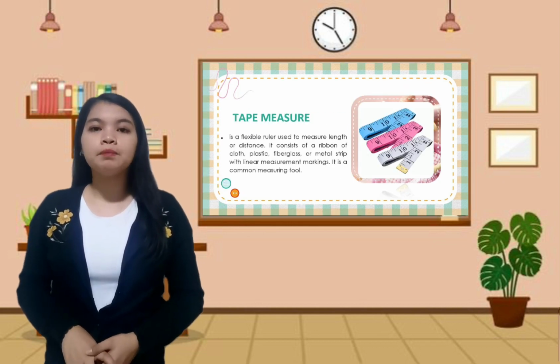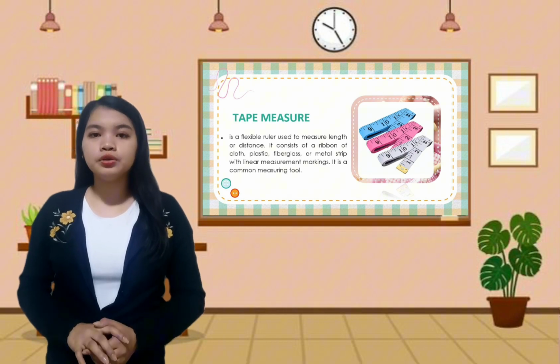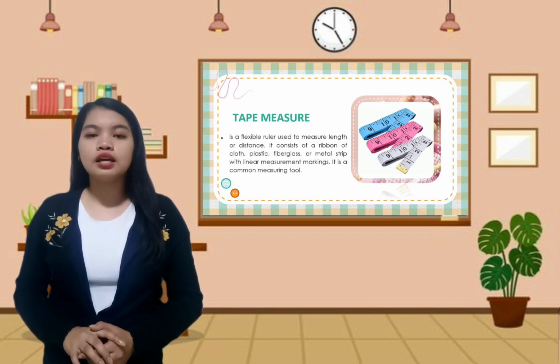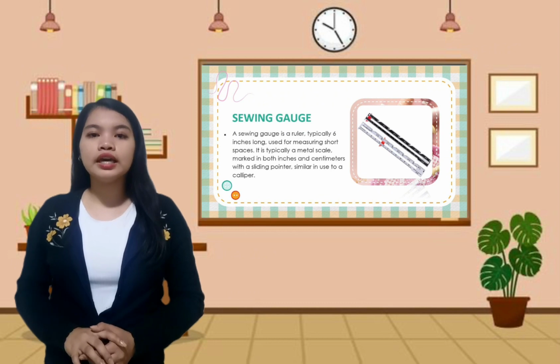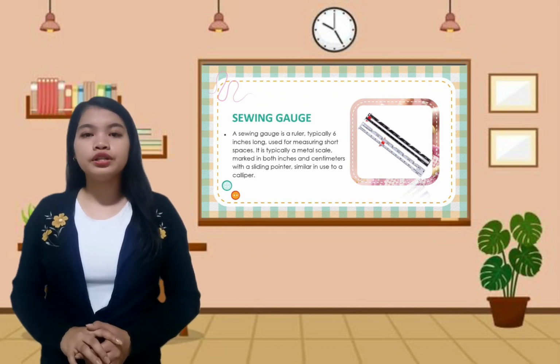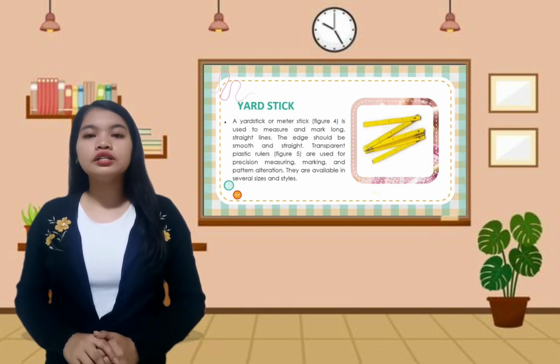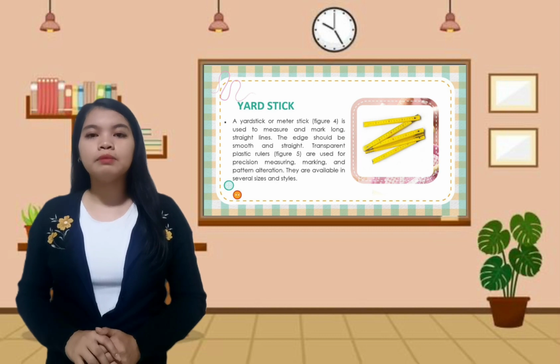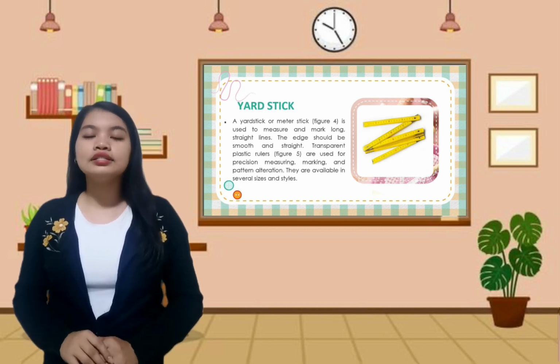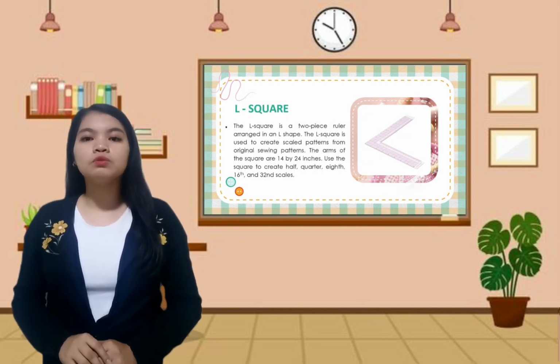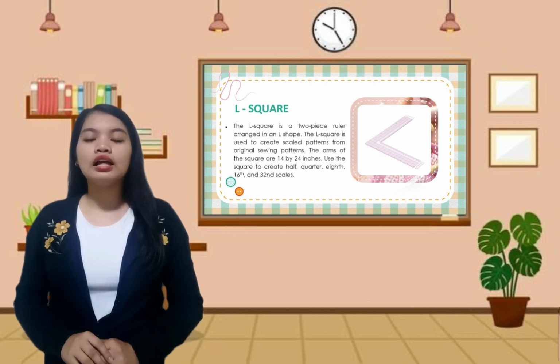The first is the tape measure. It is a flexible ruler used to measure length or distance. Second is the sewing gauge. A sewing gauge is a ruler, typically 6 inches long, used for measuring short spaces. Third, the yardstick. A yardstick or meter stick is used to measure and mark long straight lines. And the last, the L-square. The L-square is a two-piece ruler arranged in an L shape.